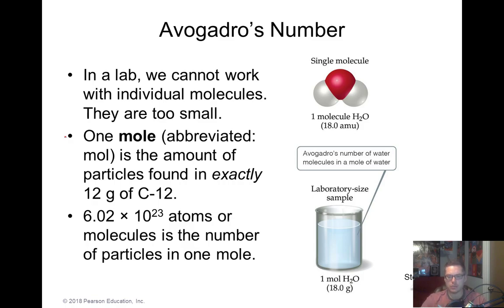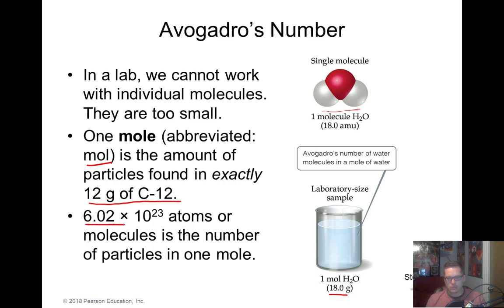And so we use this thing called the mole, okay, and it's abbreviated mol, and it's the amount of particles that are found in exactly 12 grams of carbon-12. Okay, that's how we define a mole, all right? So, for example, this would be one molecule of water. We'll never have just one molecule of water. But if we have 1 mole of water, it weighs 18 grams. Okay, and so in 1 mole, we always have the same number of atoms or molecules.